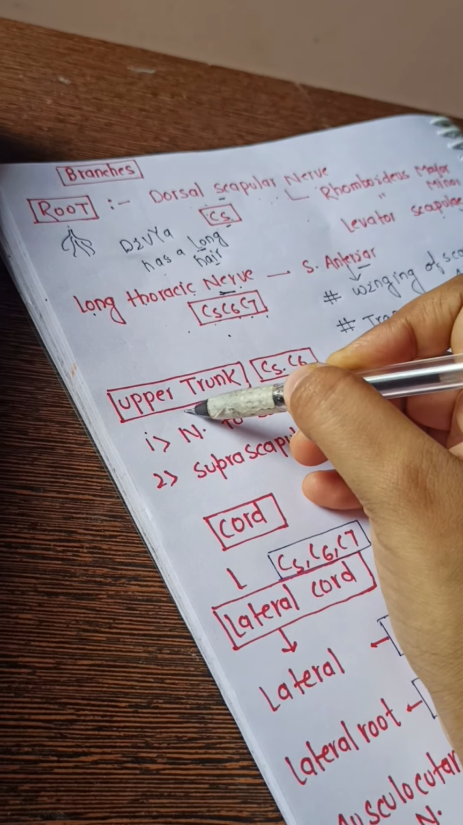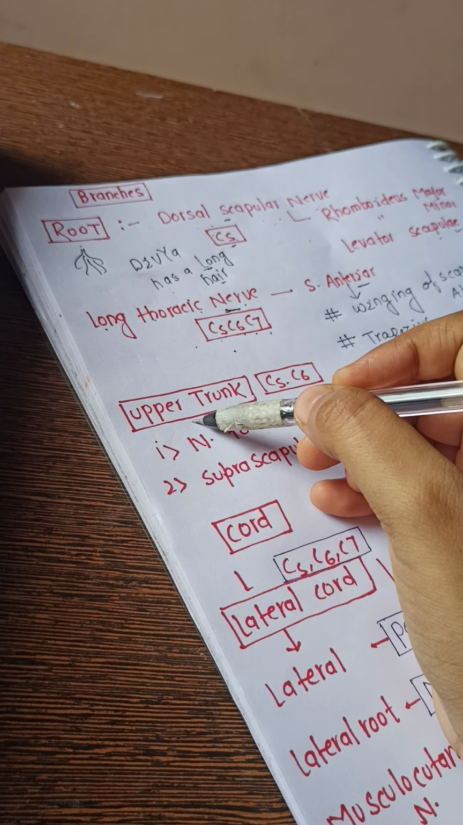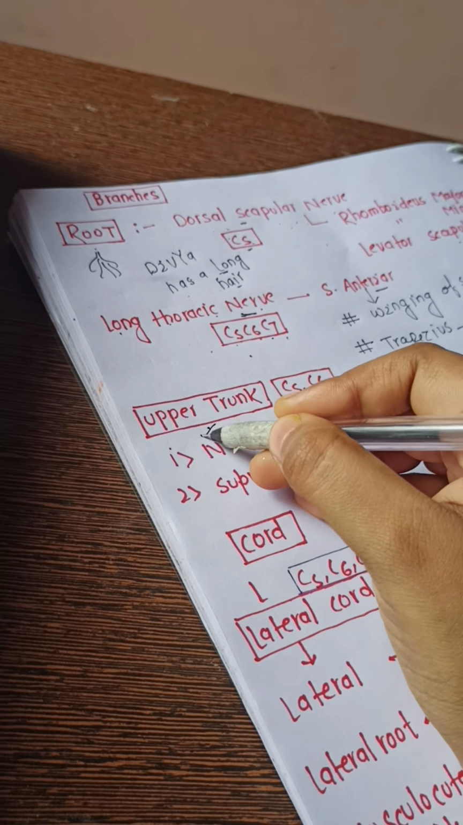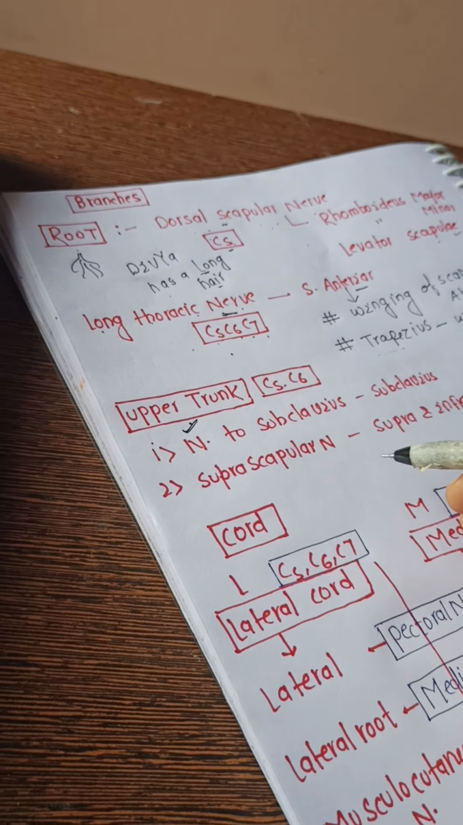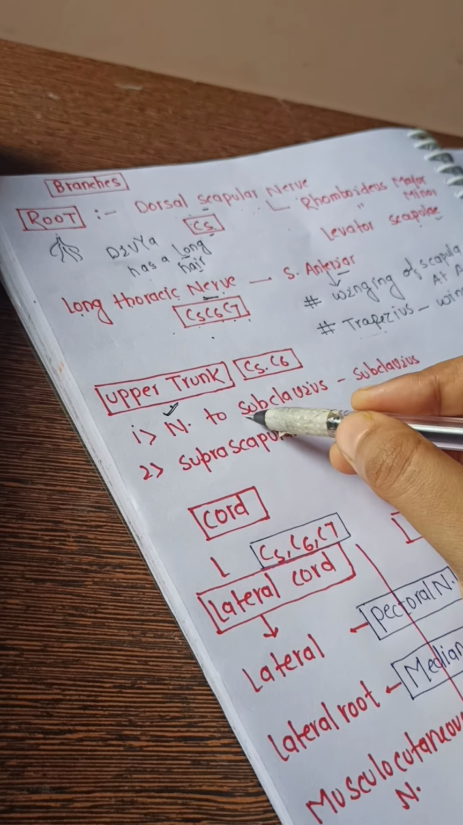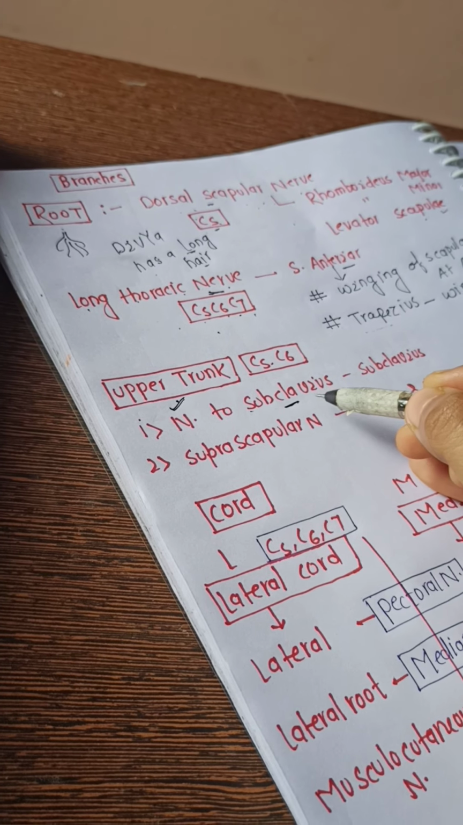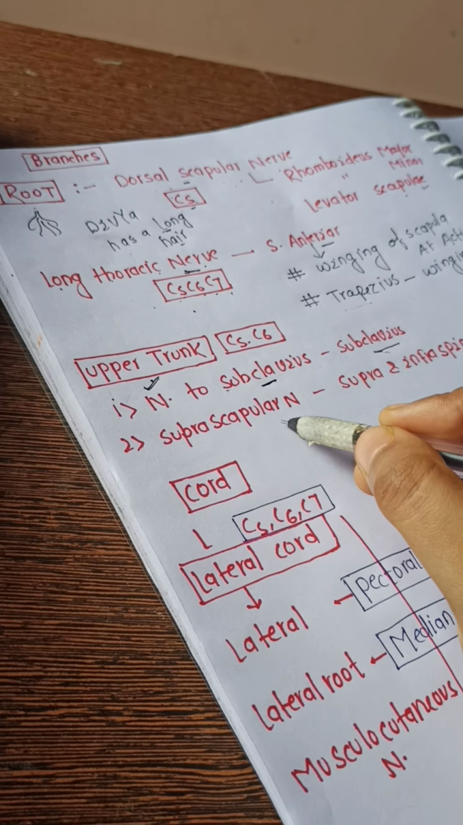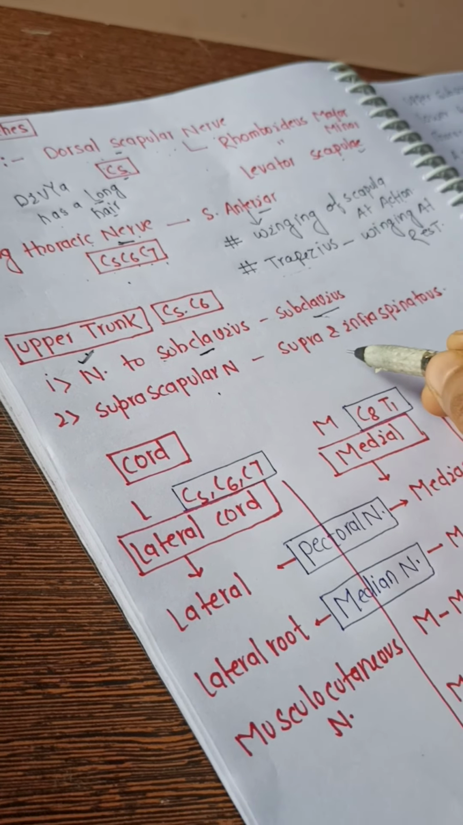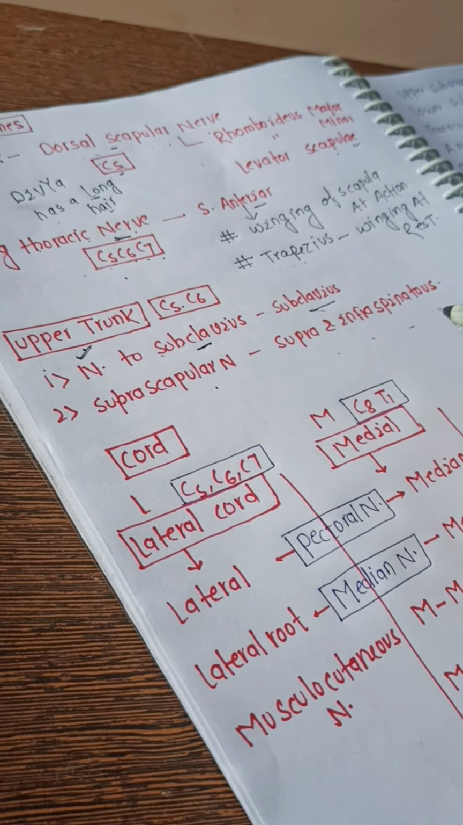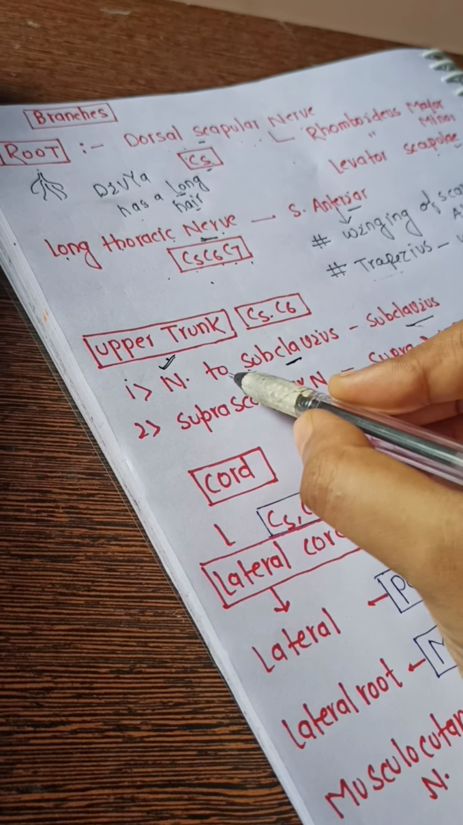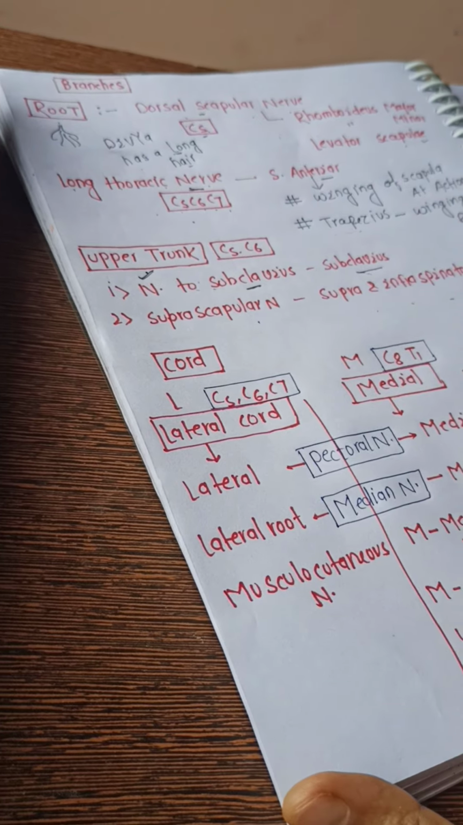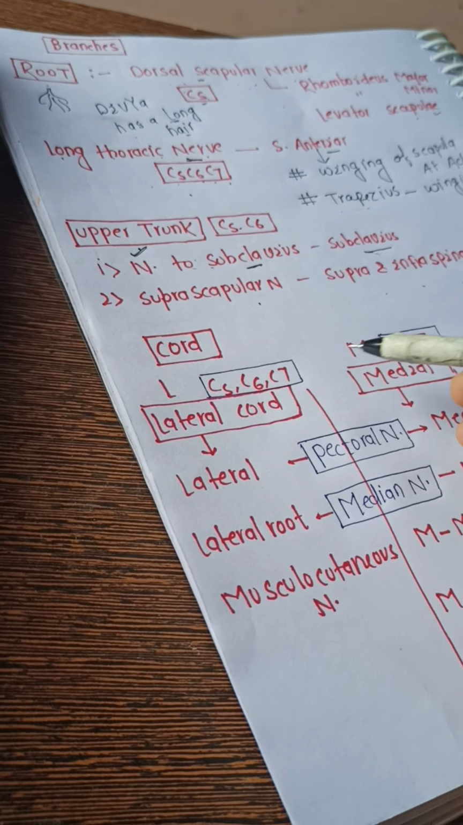One more thing is that we studied 3 trunks: upper trunk, middle trunk and the lower trunk. Only the upper trunk gives branches, or supplies different muscles, like nerve to subclavius around the clavicle region, and it supplies subclavius, and suprascapular nerve supplies supra and infraspinatus. Root value is C5 and C6. Now the most important thing, that is the cord.